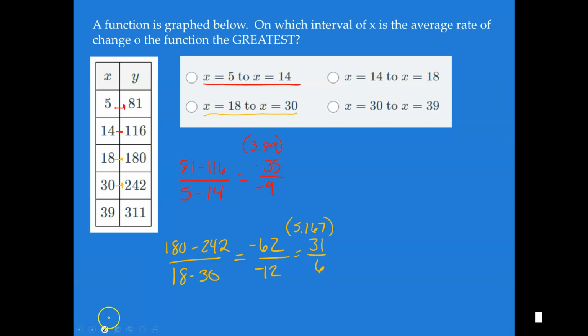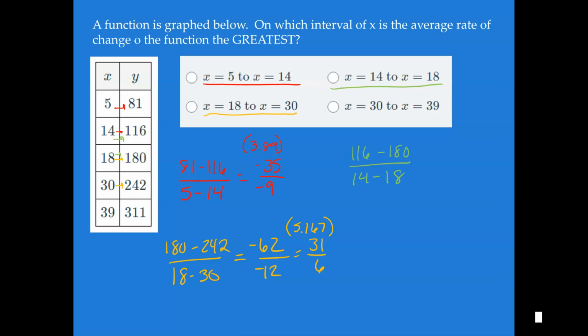Let's do this guy, 14 to 18. So the denominator is 14 minus 18. Let's find those pairs. 14's pair is 116. 18's pair is 180. And it's also really cool doing this because you're seeing that on a nonlinear table the rate of change is different between each interval that I'm choosing. You see that? So you know this is a nonlinear function because my rates of change aren't the same.